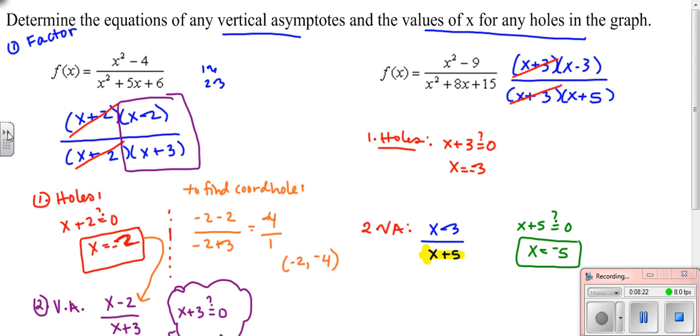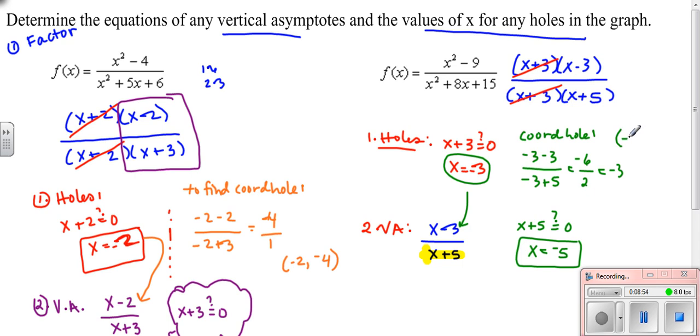Same thing happens over here. I let x equal negative 3 in this simplified form to get the coordinate. So where is that coordinate of the hole? Well, it's at negative 3 minus 3 all over negative 3 plus 5. So I end up with negative 6 over 2, which is negative 3. So the coordinate of my hole is at negative 3, negative 3.